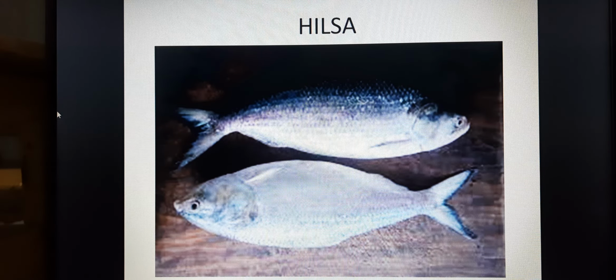This is hilsa. This is the most tasty fish and somewhat costly. It also comes under marine because its breeding occurs between the ocean and river, where the river is just terminating and flowing into the ocean. There this fish performs breeding.